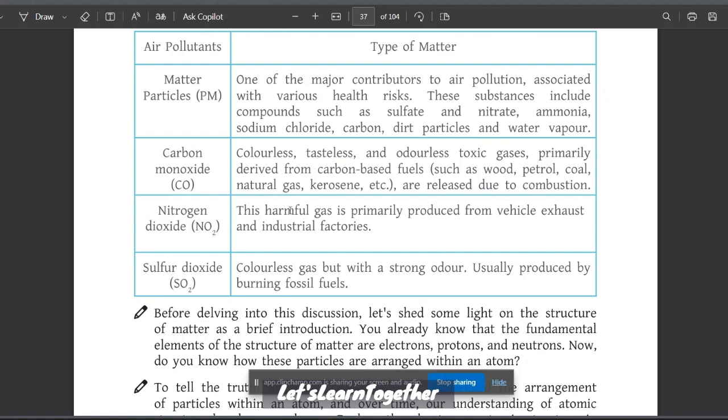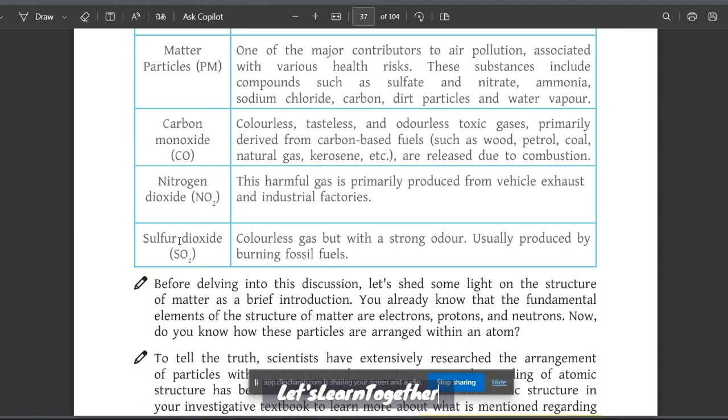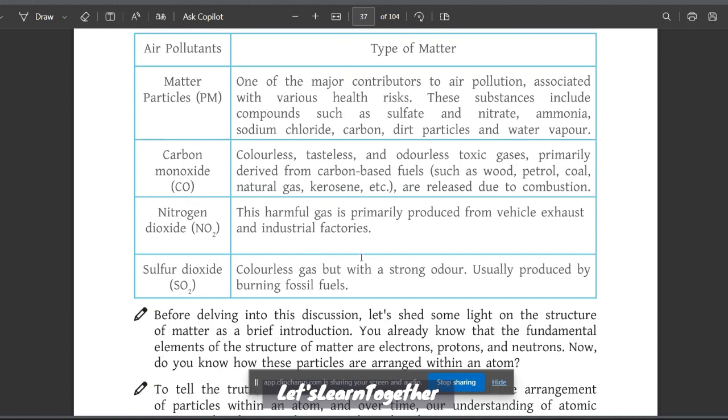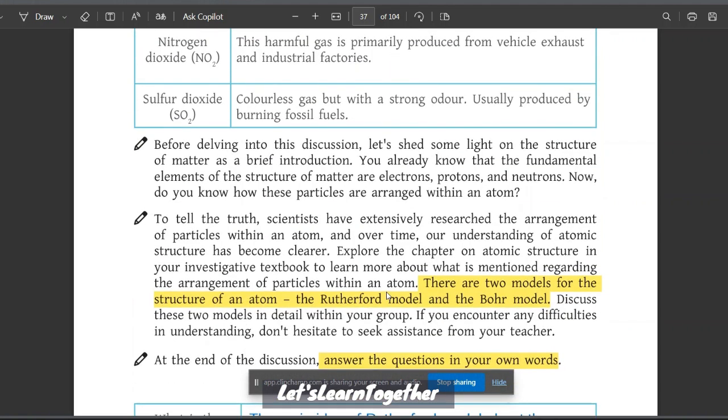Then nitrogen dioxide. This harmful gas is primarily produced from vehicle exhaust and industrial factories. That means the harmful air that comes out of factories or vehicles similarly goes through combustion and produces this pollutant. Then sulfur dioxide, a colorless gas but with a strong odor. That means this gas is colorless, but it has a very strong smell. It is usually produced by burning fossil fuels. Okay. Now let's see what's the next thing.